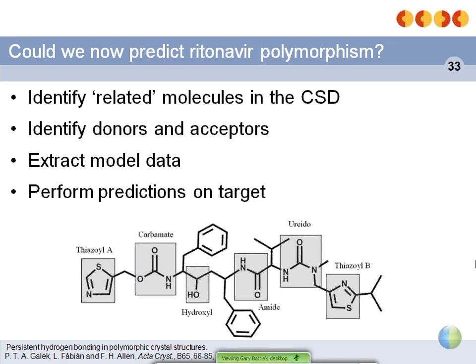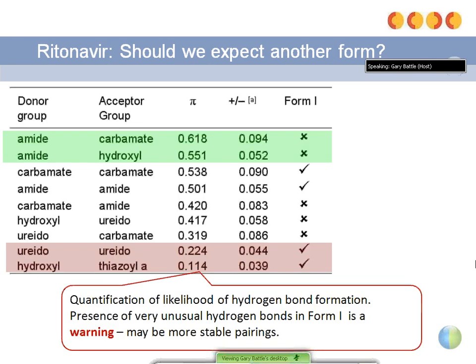So let's look at those propensities. The column here labelled pi effectively gives you the probability of every individual hydrogen bond forming. So we can see that the most likely interaction between these types of functionalities is an amide carbonyl hydrogen bond. Interactions with a low pi value are seldom observed, when these groups have other possible interactions that they could form.